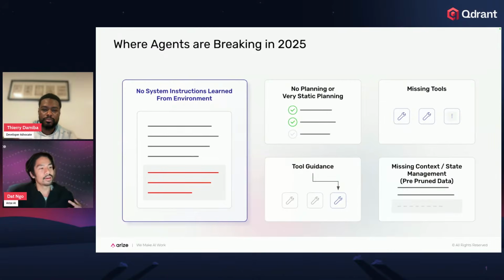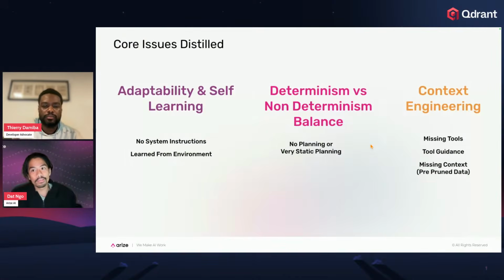When we talk about tool calls or tool guidance, maybe your agent doesn't even have the right set of tools to complete its task, or we don't do a very good job of guiding which tool we should use and when. Maybe we're a little too ambiguous, right? And there are other things like missing context, or how we manage state throughout these longer, more complex processes. What should we keep and what should we not keep? And so if we distill this down, I would distill it down to this.